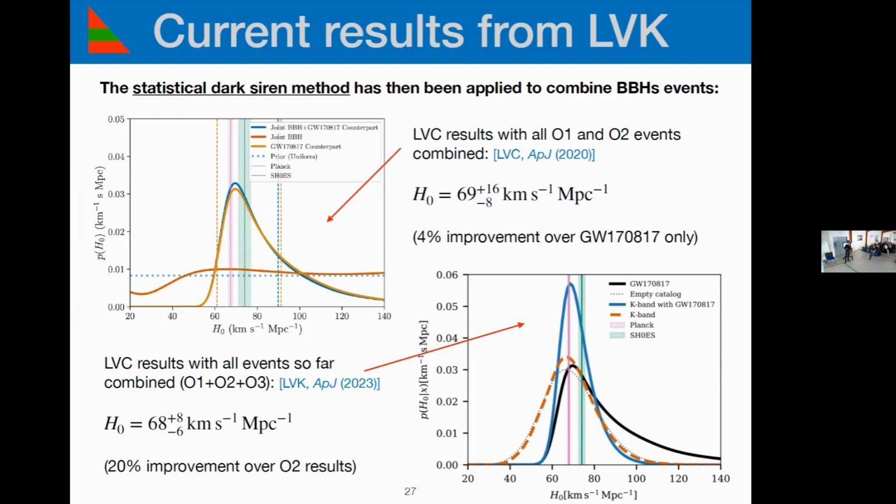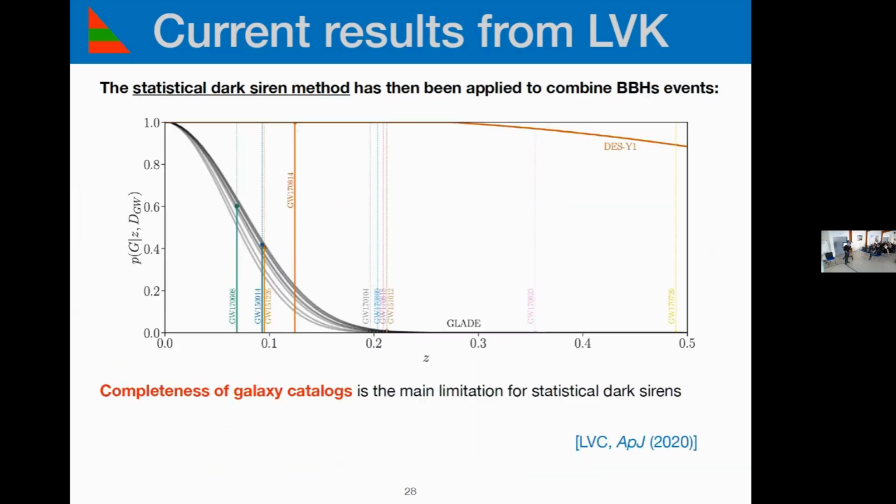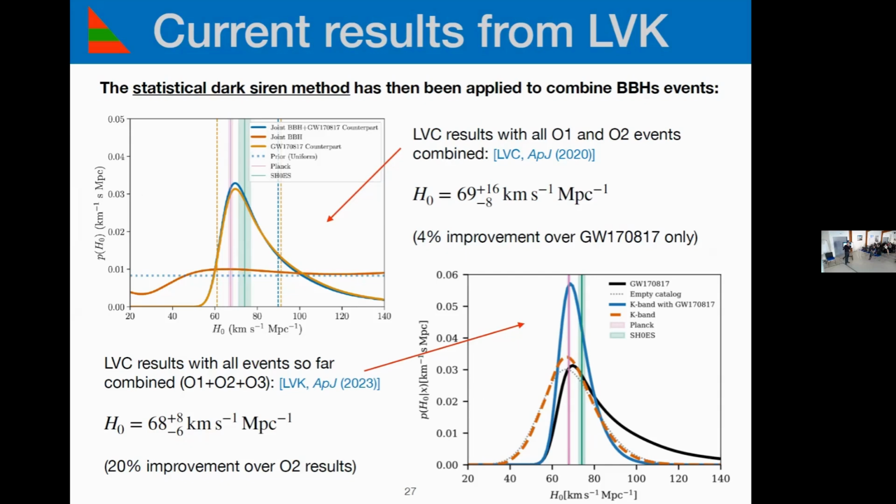Here, basically, in O2, there's basically no information from statistical dark sirens. We are basically dominated by GW170817. In O3, we are starting to arrive at kind of the same constraint, but these results were fixing the population model. So we were not inferring at the same time the parameters of the population and cosmology. So it was very optimized results, as you can see here in red. We're going to show you the results in a minute that we updated with the full fit.